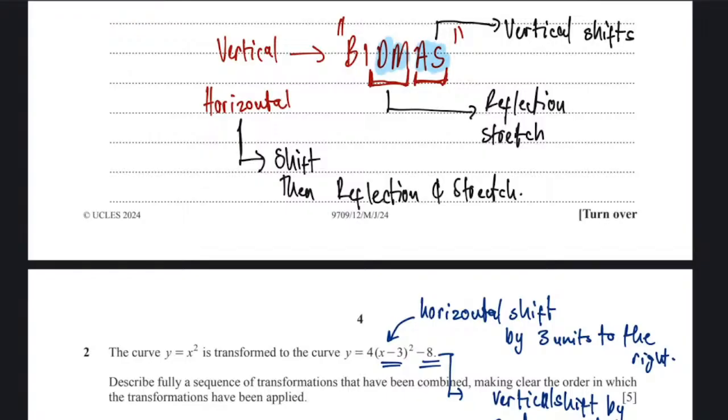So now, let's say we are at the last one. When we're describing, you've seen the order. When you are doing vertical, do BIDMAS: start with the things that multiply, which is reflection and stretch, if it's vertical, then you do the shifts. Now you go to horizontal. When you talk about the horizontal transformations, you start with the shift. After you are done with the shift, you go to the reflection or whatever, right?